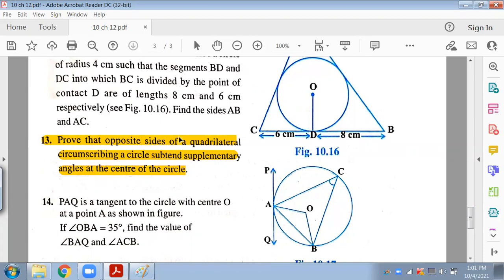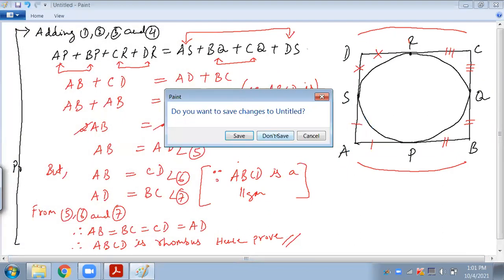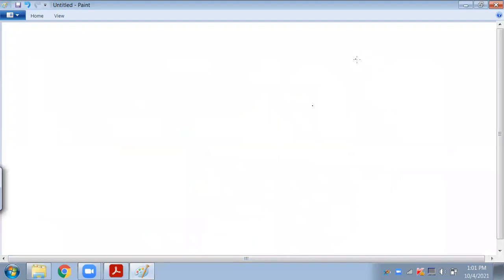So here also we have a quadrilateral that is circumscribing a circle. That means four sides of the quadrilateral will touch the circle. And what you're going to show is that the opposite sides of the quadrilateral subtend supplementary angles. Okay, let's draw a figure.